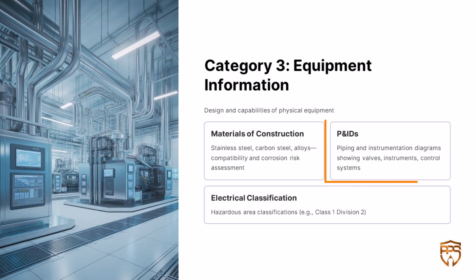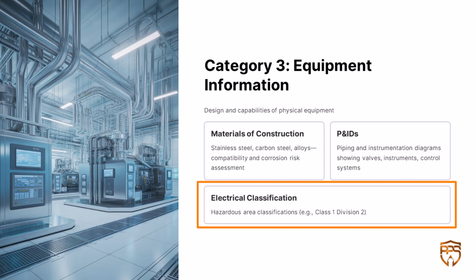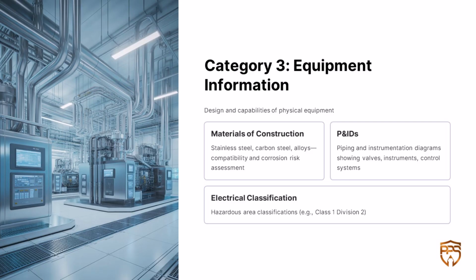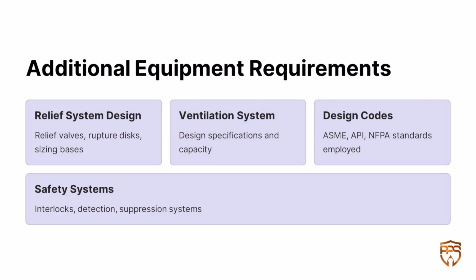Piping and instrumentation diagrams, P&IDs. These diagrams show valves, instruments, and the relationships between equipment and control systems. They are essential for design, maintenance, and hazard analysis. Electrical classification: areas of the process classified for electrical hazard, for example, Class 1, Division 2, and appropriate equipment rated for those areas. Relief system design and design basis. Document relief valves, rupture discs, and their sizing bases.